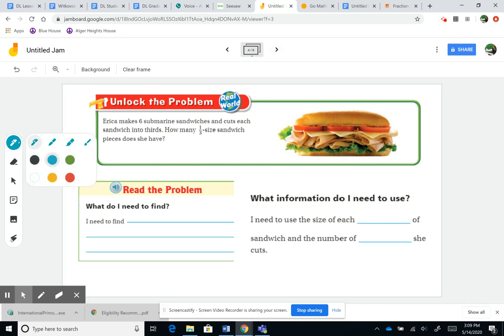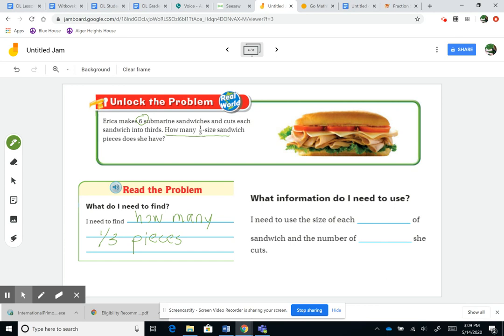All right, so let's look at, I'm going to use green. Let's look at each section of this. It says, what do you need to find? What do we need to find? We need to find how many 1/3 size sandwich pieces she has. How many 1/3 pieces? Okay. How many 1/3 pieces will she have if she cuts 6 submarines into thirds?